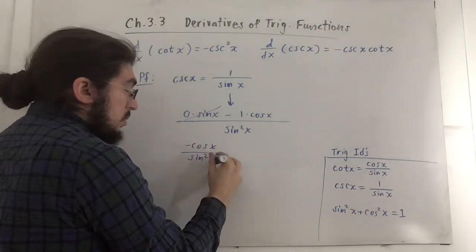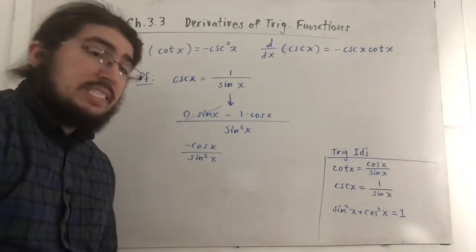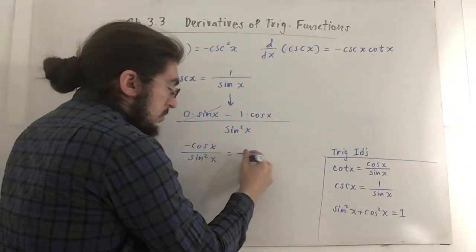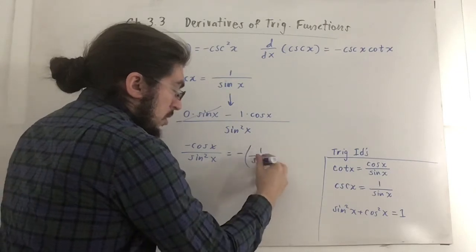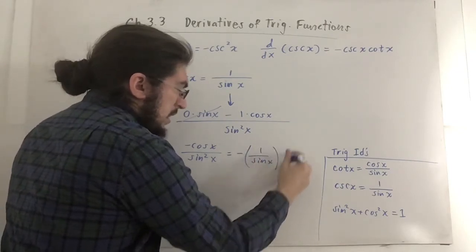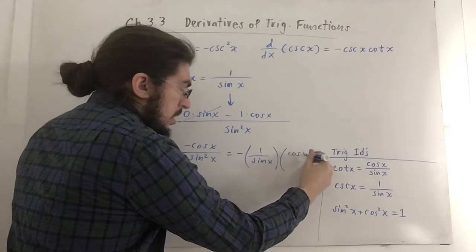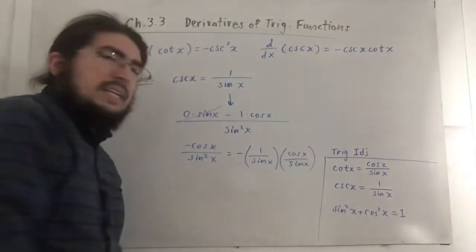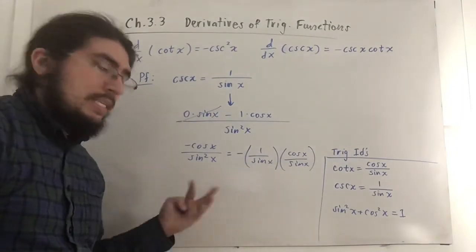And also, as we previously did with the derivative of secant, we're going to split this up in a pretty clever way. I'm going to split this up as, well, negative first off, 1 over sine of x times cosine of x over sine of x. And you can see if you multiply straight across, you indeed get this.